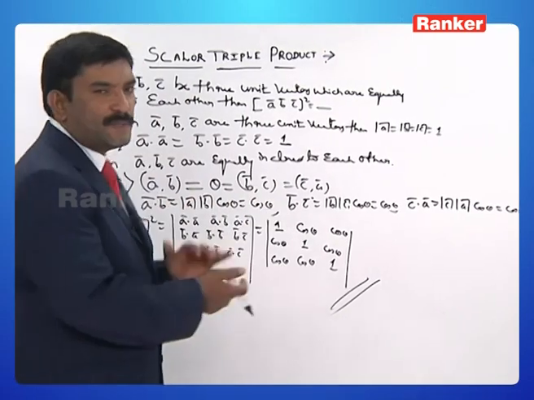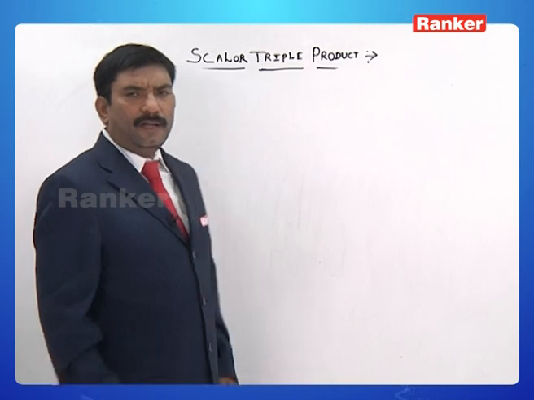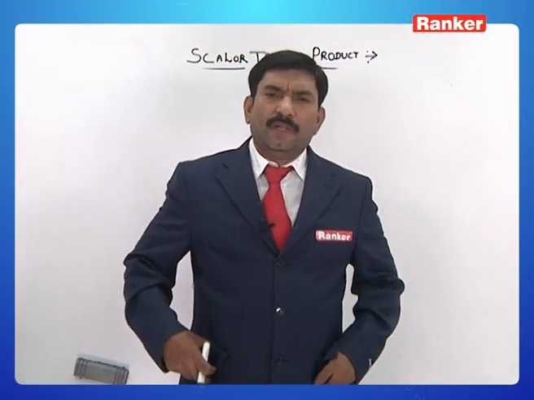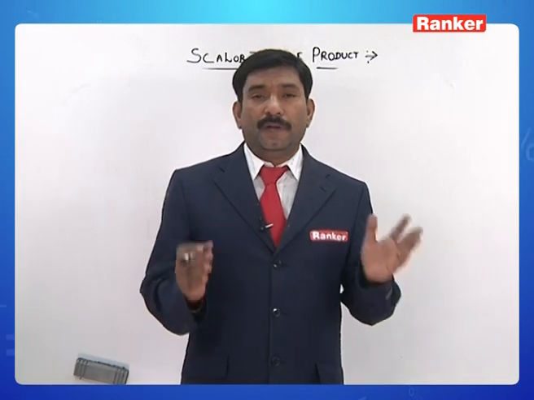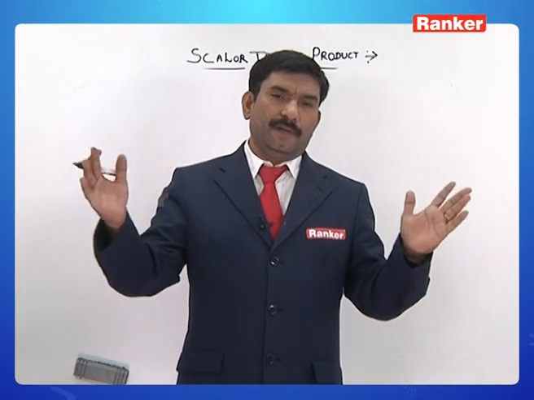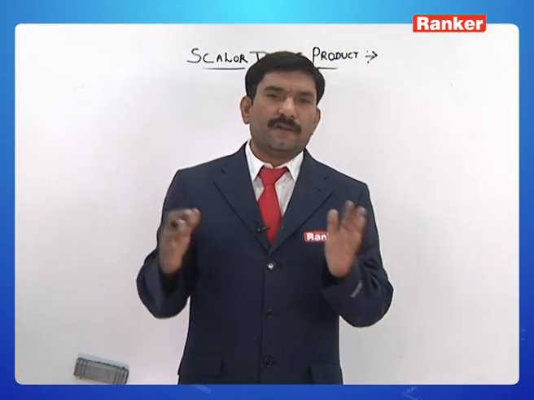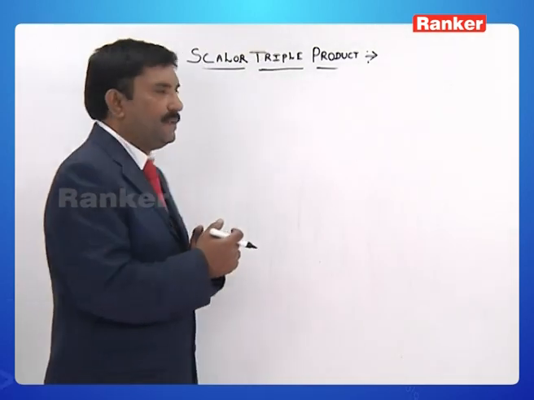Then substitute the corresponding values. This is the value of box of ABC. Let us recall the definition of box of ABC whole square, which is equal to the determinant with rows A dot A, A dot B, A dot C; B dot A, B dot B, B dot C; C dot A, C dot B, C dot C. Still for the higher concept.